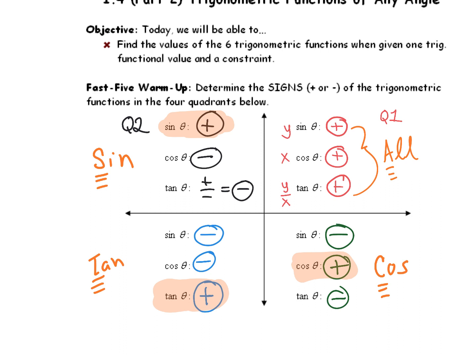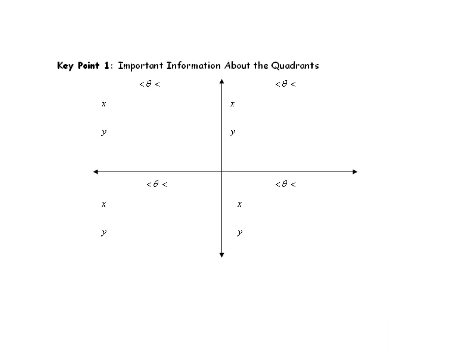Okay, questions about your warm-up? Okay, remember the goal for today, though. You're going to be able to, when given a trig function value, so if I give you a trig function value, you're going to be able to sleuth out what x, y, and r are. Sounds so weird when I say it that way. What x, y, and r are, and then find all 6 trig function values from that. So some detective work is needed to be successful with today's lesson. All right, let's do this.